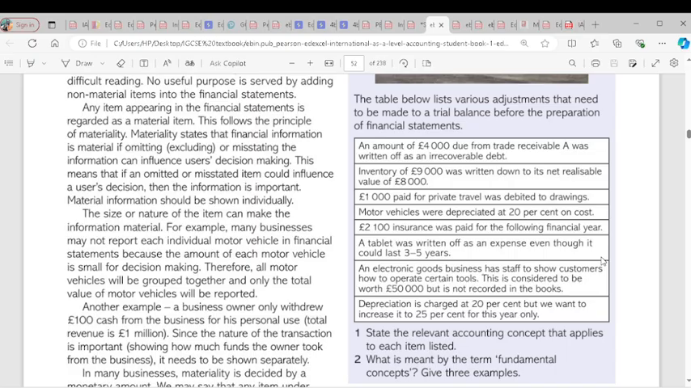And the last one: depreciation is charged at 20%, but we want to increase it to 25% for this year only. For this year only means in subsequent years we go back to our normal method. That is the principle of consistency. So that ends activity 1 on accounting concepts.